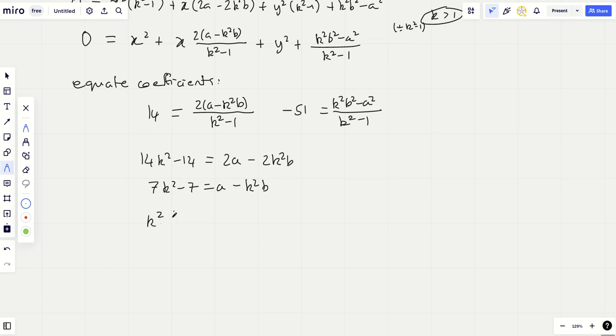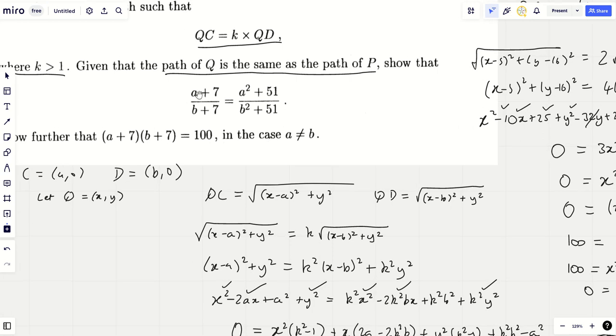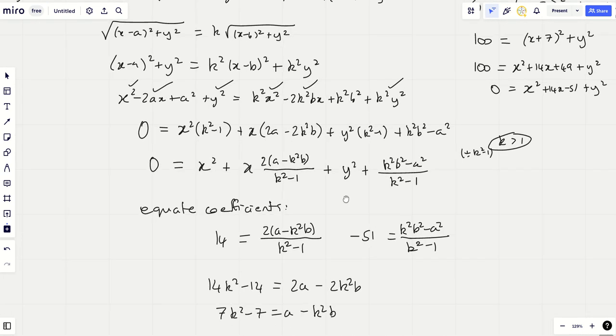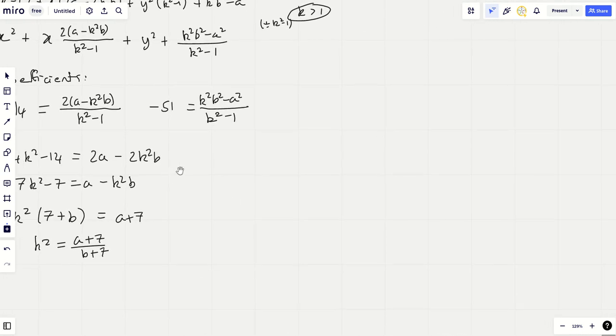Then I can say k squared times 7 plus b, that's from adding that onto that side, equals a plus 7. And look at this, I get k squared is a plus 7 over b plus 7. Now I'm happy with that result because look at what we're trying to prove. It appears in the answer. Let's do the same over here for this one.